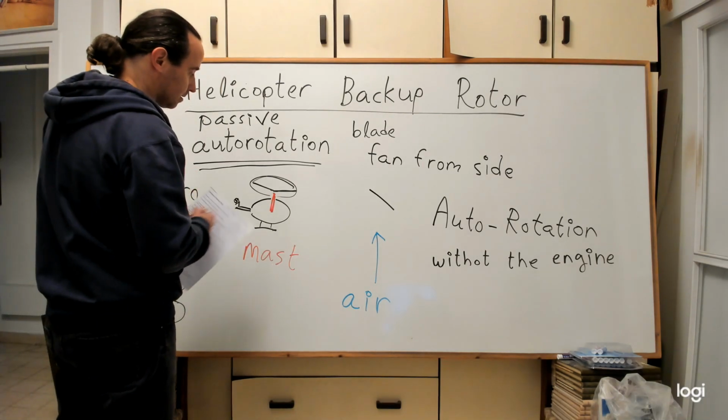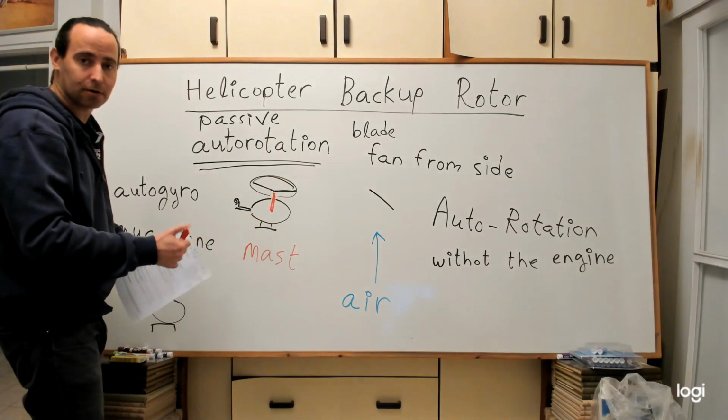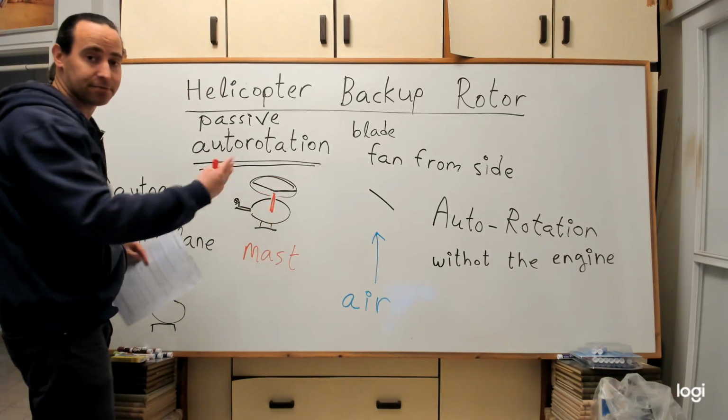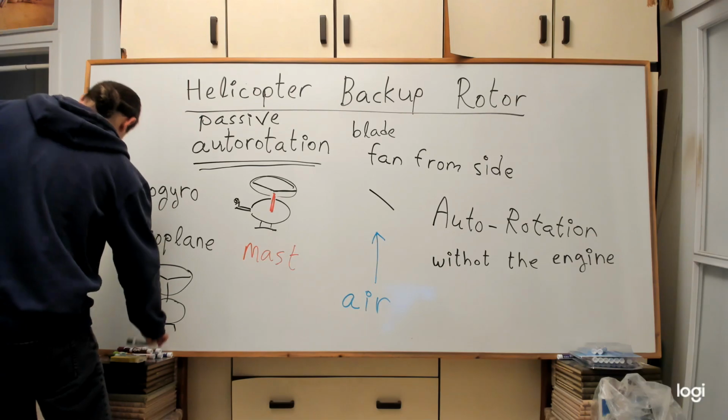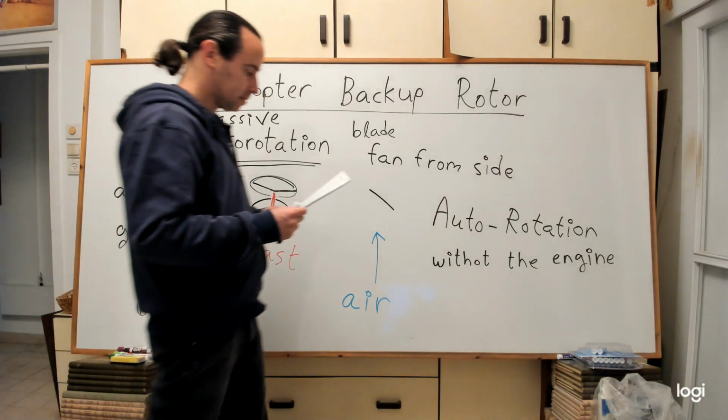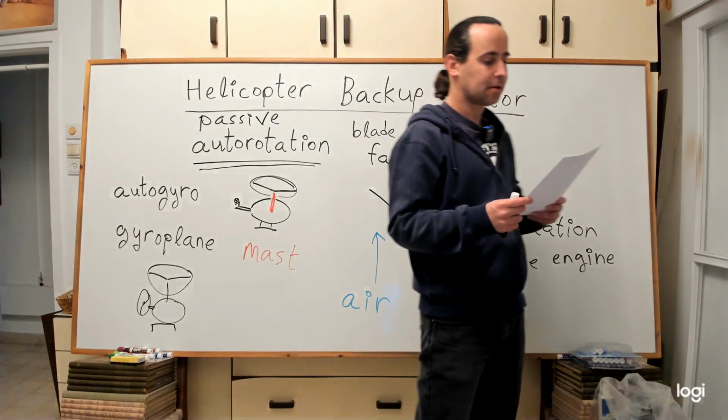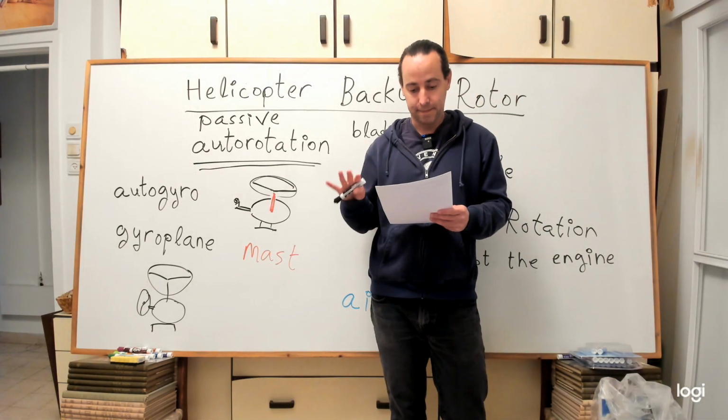Okay, it's like this. The rotor is spinning on this. What happens if it breaks? Okay, so what happens if the helicopter loses its big rotor completely?